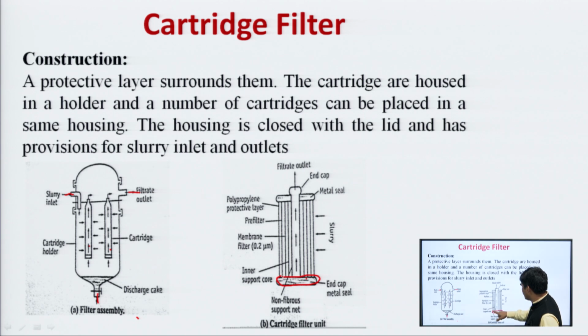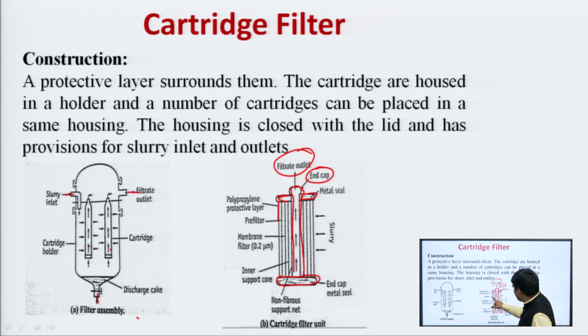This is called the end cap metal seal, and here also one metal seal is there on the top of the cartridge. In between this cartridge, there is a provision for the filtrate outlet. So, through this the filtrate can be collected from the upward direction. So, this is the filtrate outlet, and this is called the end cap.